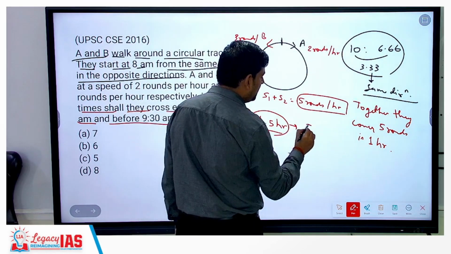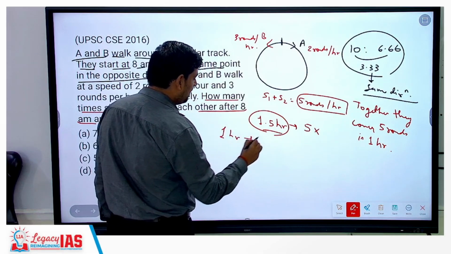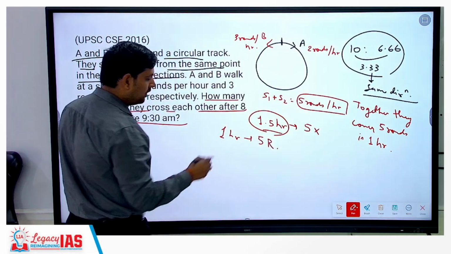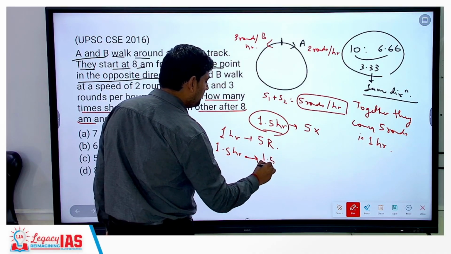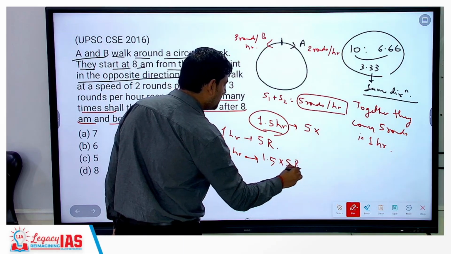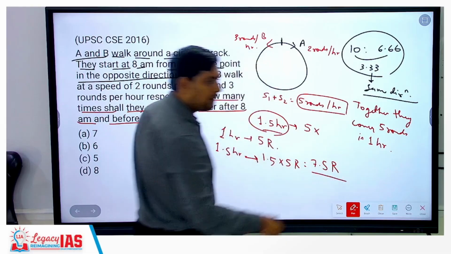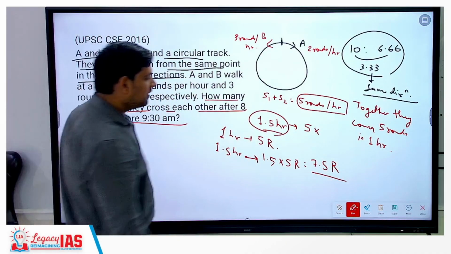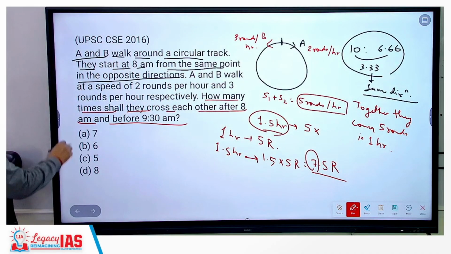So they will complete 5 into, now in 1 hour they complete 5 rounds. So in 1.5 hours, how many will they complete? 1.5 into 5 rounds, that is 7.5 rounds. Correct? Again, you will take the whole number. This is the number of times they will meet. So the answer becomes 7.